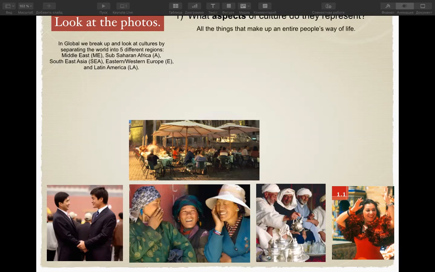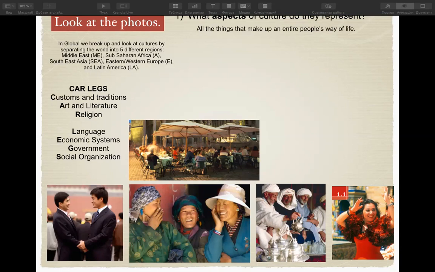But what is an aspect of culture? А что такое аспект культуры? It is all the things that make up an entire people's way of life.